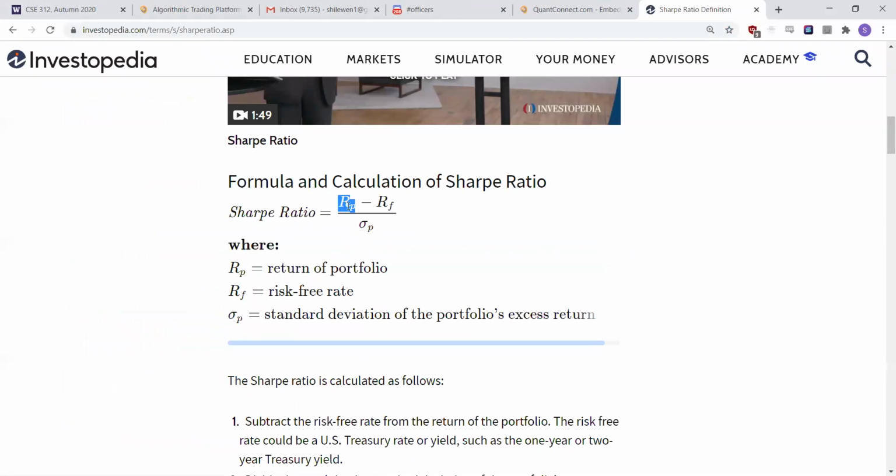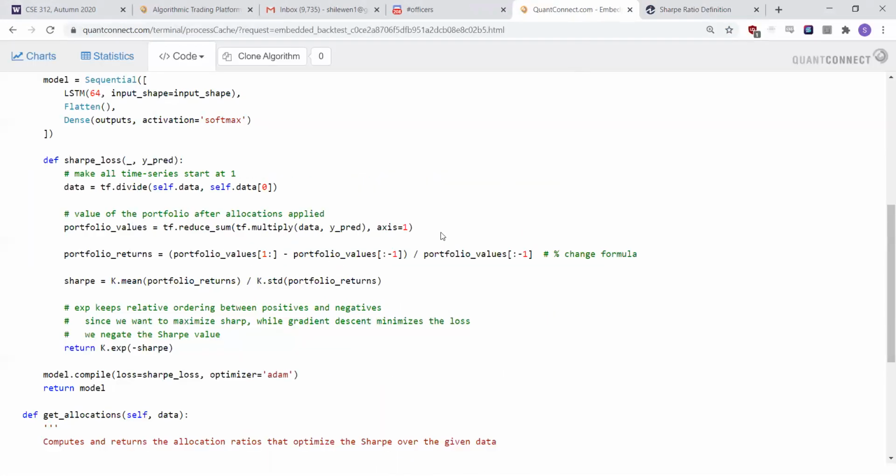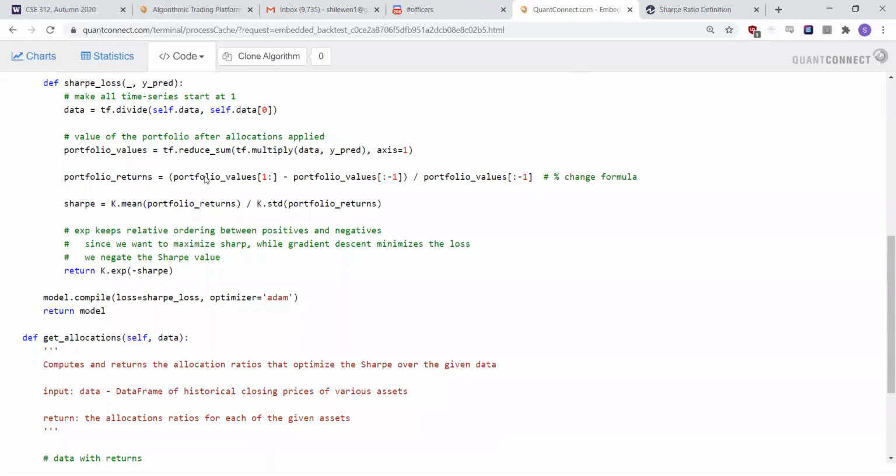So this is the expected return, and this is the standard deviation. We don't care about the risk-free rate because it's basically 0, so let's not worry about it. Expected return is like expected value: if you roll a die, the expected value is the average of all the faces. 1 plus 2 plus 3 plus 4 plus 5 plus 6 equals 21, divided by 6 is 3.5.